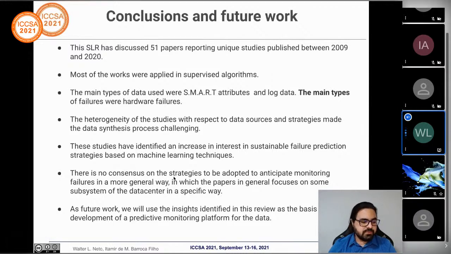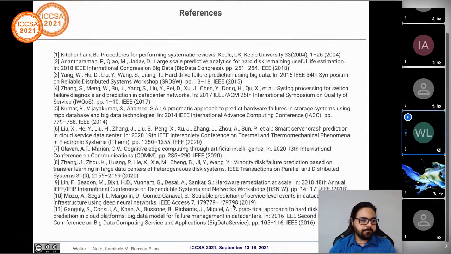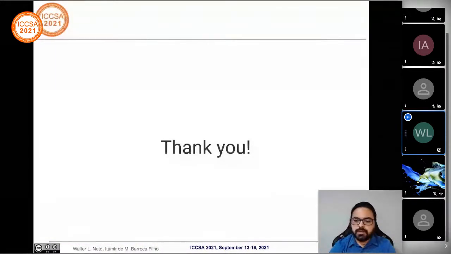Also, there is no consensus on the strategies to be adopted to anticipate monitoring failures in more general way, in which most of the papers focus on some subsystem of the data center in a specific way. And as a future work, we will use these insights identified in this review as a basis for the development of a predictive monitoring platform for the data center. This is the reference, and thank you for watching. Any further question, I'm open to answer.